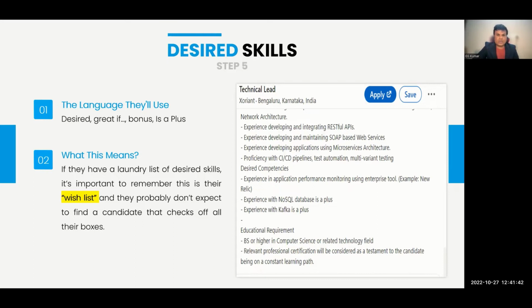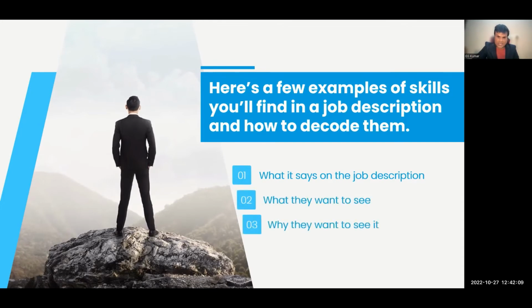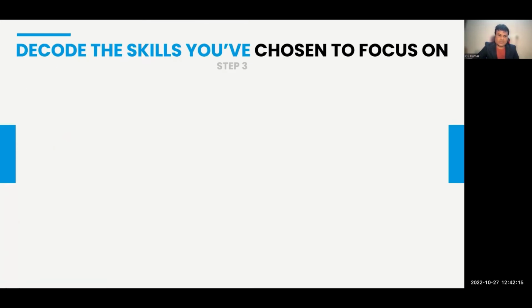So now if you are reviewing or validating any JD, you have to make these kinds of classifications so that you have a better understanding of the JD. So here are a few examples of skills you will find in a job description and how to decode them. First, what it says on the job description, what they want to see, why they want to see it, and ask yourself. Let's get into the step-by-step process. Now, decode the skills you have chosen to focus on.